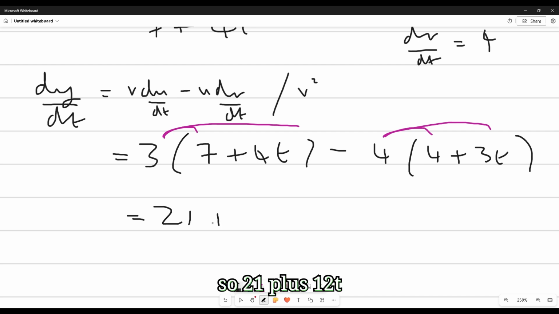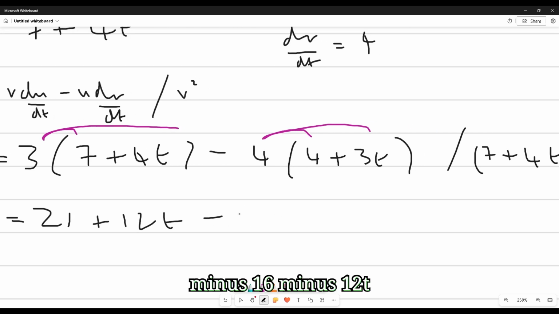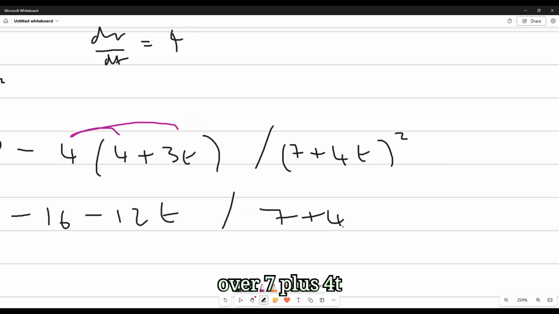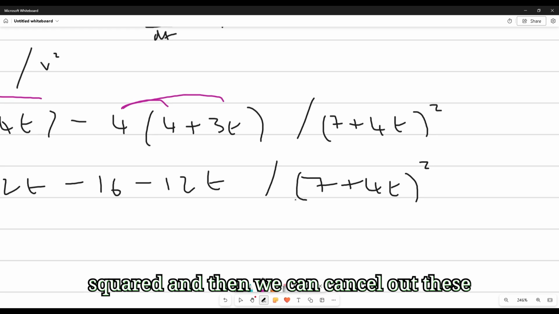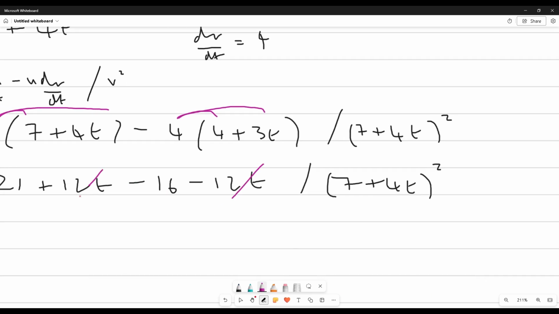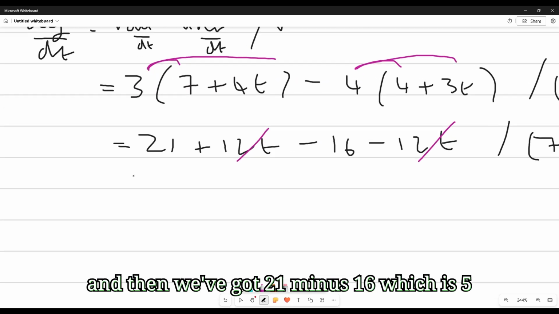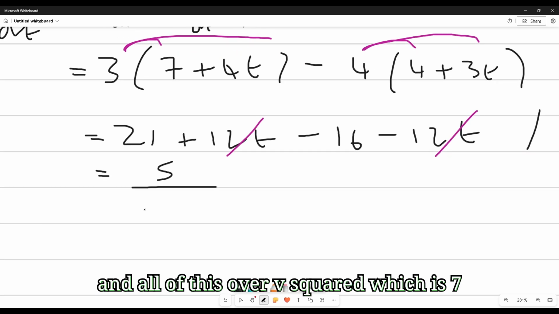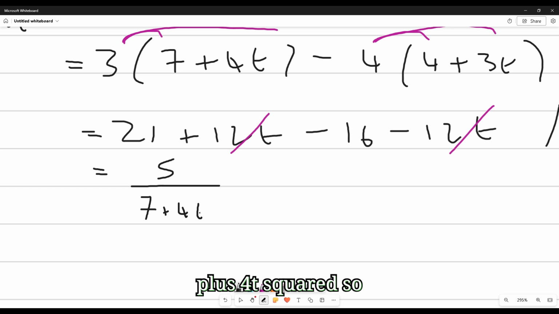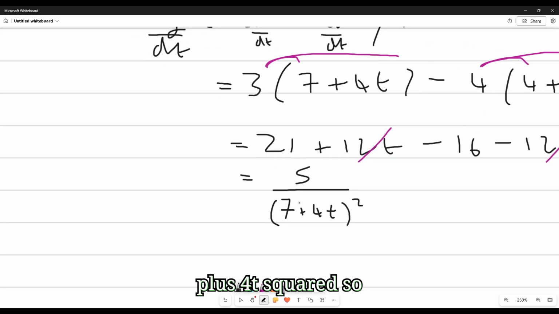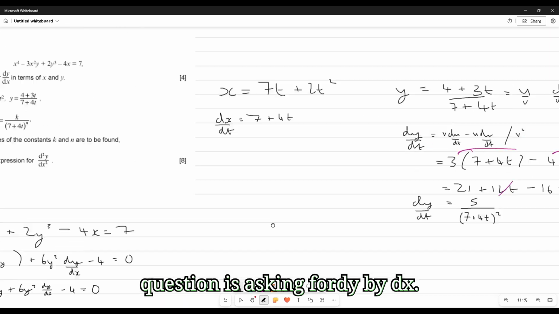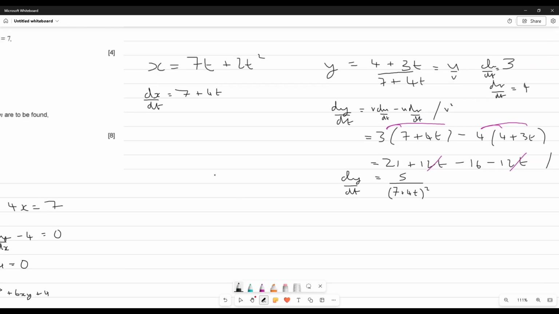So 21 plus 12t minus 16 minus 12t over 7 plus 4t squared, and then we can cancel these out, and then we've got 21 minus 16, which is 5, and all of this over v squared, which is 7 plus 4t squared. So this is our dy by dt, and the question is asking for dy by dx.